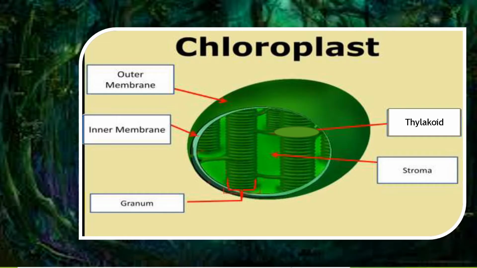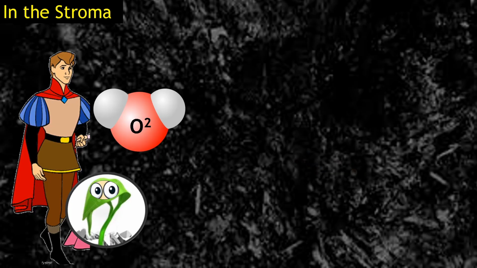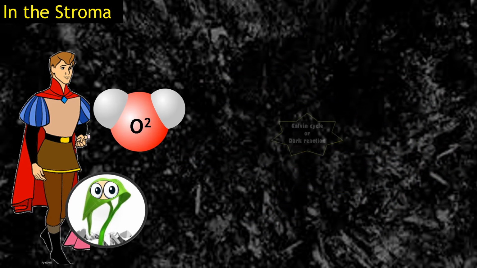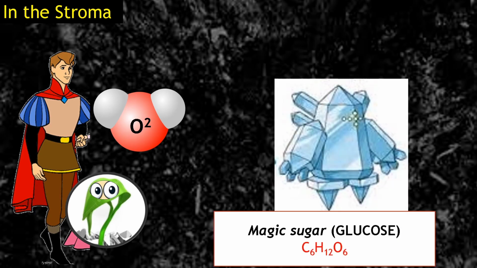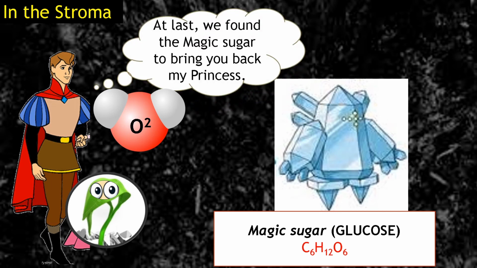The second stage of photosynthesis is the Calvin cycle, which occurs in the stroma or the space between grana. Now, the prince and the plant princess go in the stroma. Here, the carbon dioxide, ATP, and NADPH combine and activate the Calvin cycle or dark reaction and eventually form the magic sugar or glucose with the chemical equation C6H12O6. "At last, we found the magic sugar to bring you back, my princess."